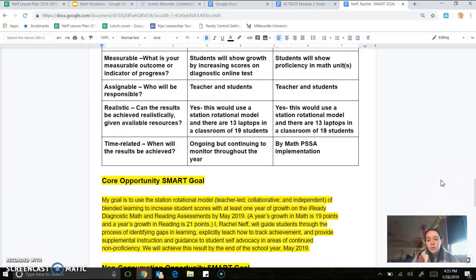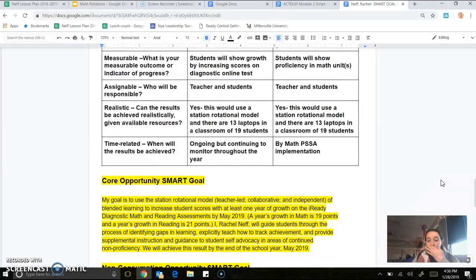I said my goal is to use the station rotational model, teacher-led, collaborative, and independent, of blended learning to increase student scores with at least 1 year of growth on the iReady diagnostic math and reading assessments by May 2019. A year's growth in math is 19 points, and a year's growth in reading is 21 points. I, Rachel Neff, will guide students through the process of identifying gaps in learning, explicitly teach how to track achievement, and provide supplemental instruction and guidance to student self-advocacy in areas of continued non-proficiency.